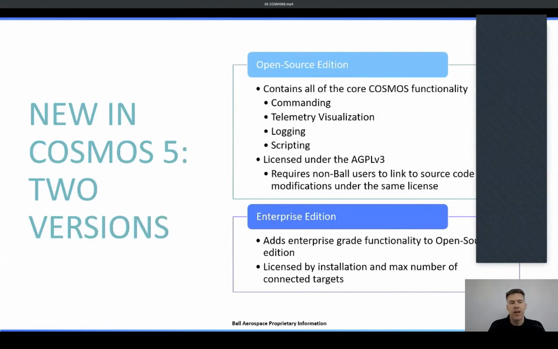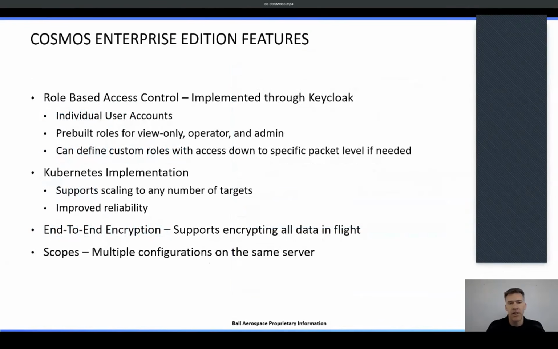So new in Cosmos 5, there are 2 versions. There's still the open source edition, which contains all the core Cosmos functionality. It's licensed under the AGPL v3. And we also have an enterprise edition. This adds additional functionality, which we're going to talk about next, and it's licensed by installation and maximum number of connected targets. So what does Cosmos Enterprise Edition get you?